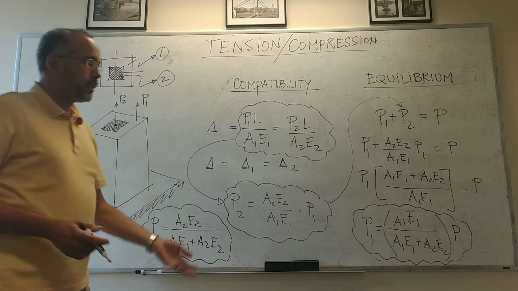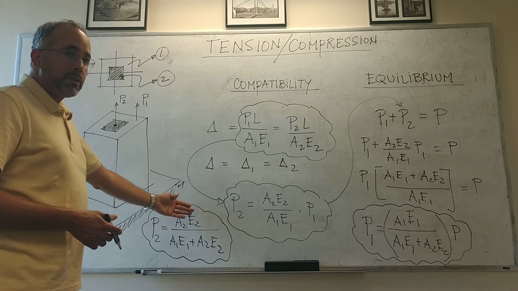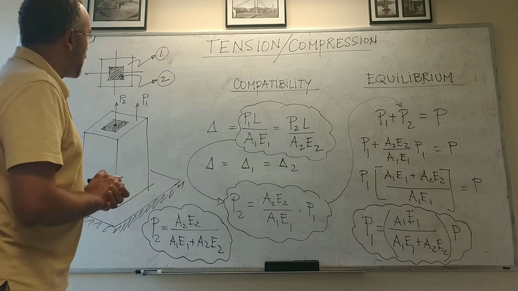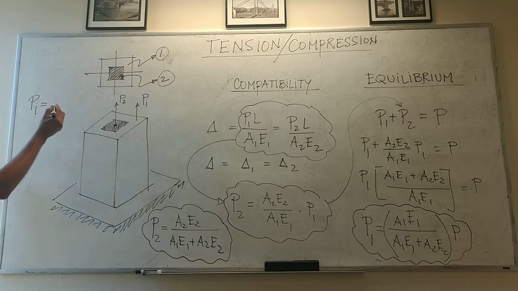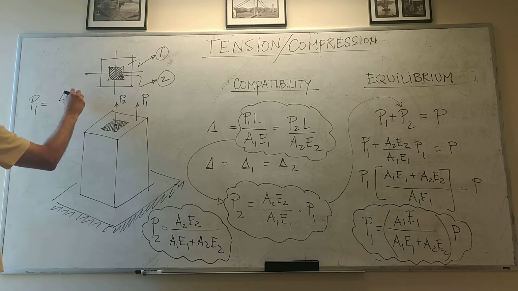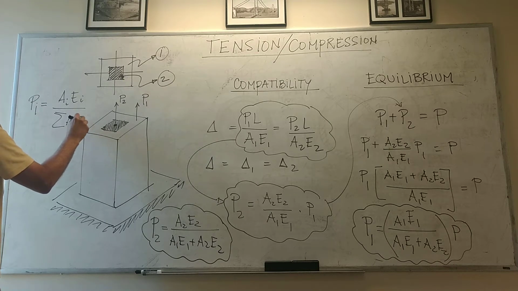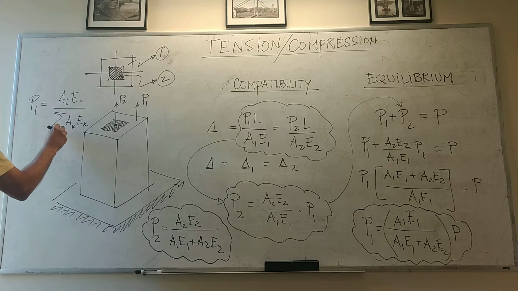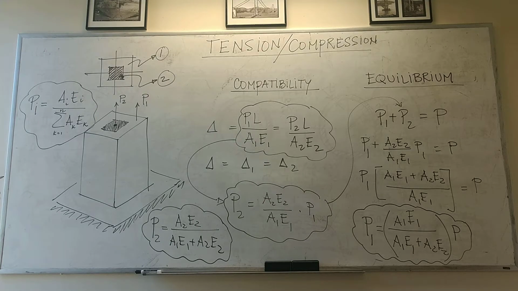And if you had more than two materials, let's say you had 3 or 4, the formula would remain the same: the axial stiffness of one divided by the sum of the axial stiffnesses. So in general, the force in material i would be A_i E_i divided by the sum of AE of all the materials, from 1 to n. So you could have a column with 3 different materials, and if they have compatible deformation, the same idea holds.